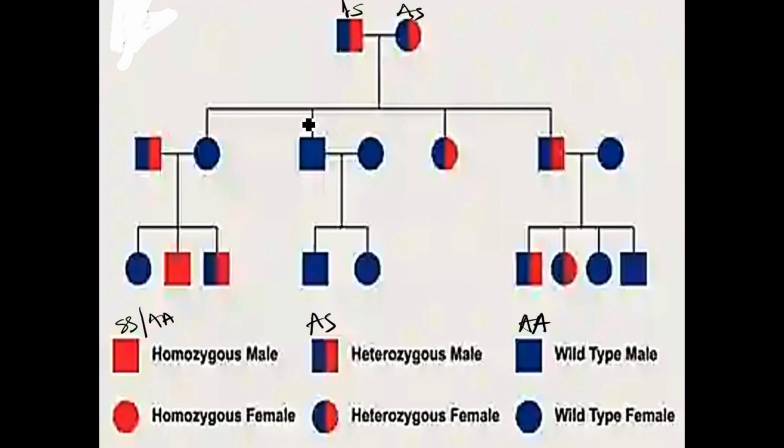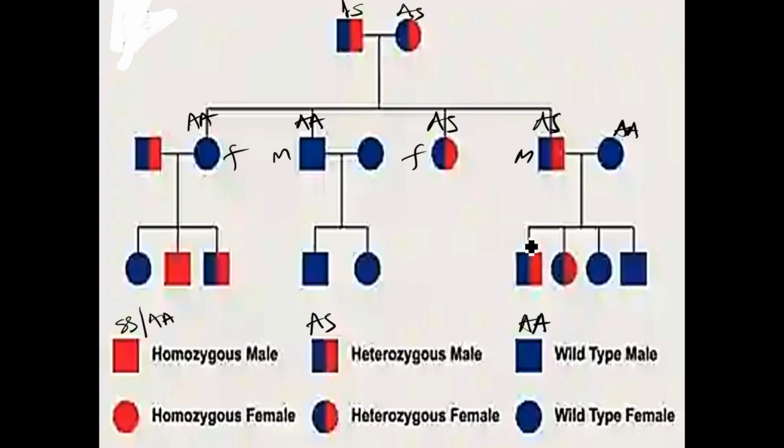Now this one, they have their children. How many children do they have? This is female, this is male, this is another female, this is another male. You can see from the result they have here, they can still produce AA. AS again is possible. AS is possible. So these are the children. Now this one married AA, and they produce their children. There's no way they're going to get SS.